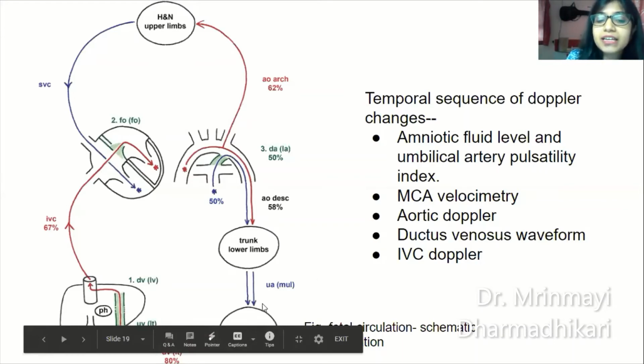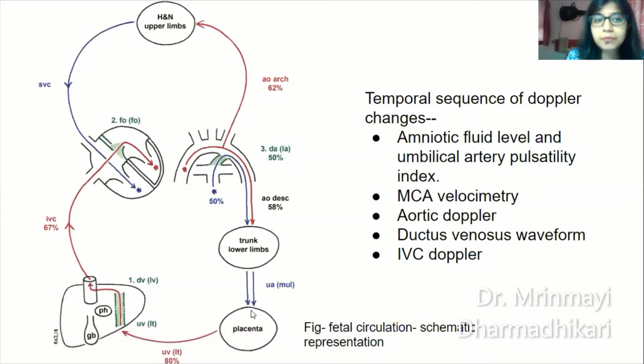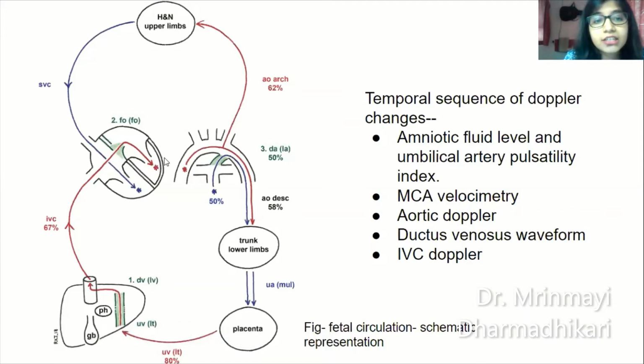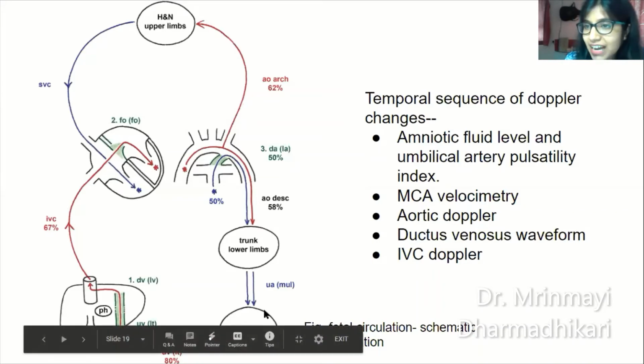Now, what happens when there is a placental or uteroplacental insufficiency? The placental resistance increases. For example, in preeclampsia, when the placental resistance increases, normally what happens throughout the fetal cardiac cycle, whether it is systole or diastole, there is a forward flow taking place in the umbilical artery. But when the placental resistance increases, the forward flow continues in systole, but in diastole, the flow is reduced because of increased resistance in the umbilical artery.